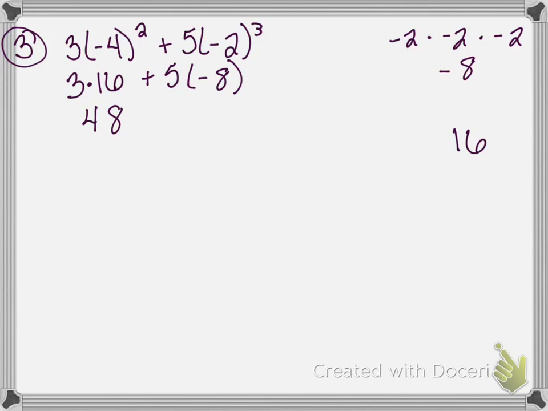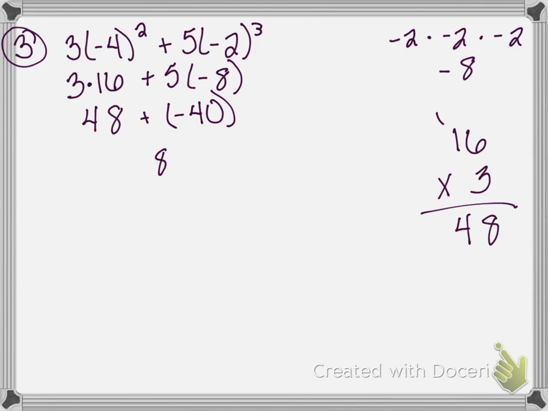Please don't get mad at me. I'm not insulting your intelligence. I'm just making sure you know how to do that. If you don't see immediately that 16 times 3 is 48, this is how you would do it. You would do 16 times 3. 3 times 6 is 18. 3 times 1 is 3 plus 1 is 4. Okay? So that's how you get 48. 5 times negative 8 is negative 40. Okay? So my final answer here is 8.